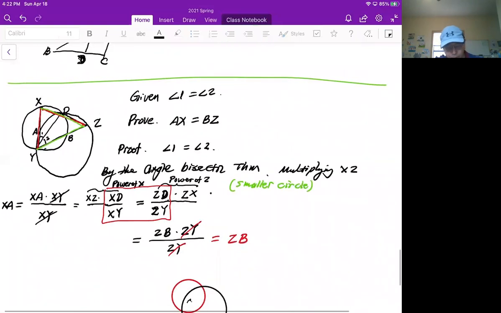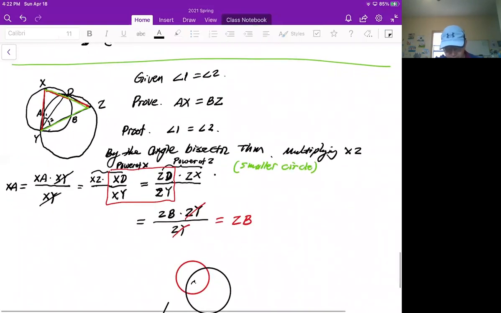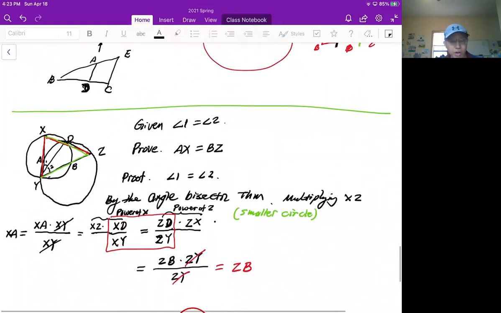And finally, we work on this one. This is a hard one. It's a very hard question. Think of that again. So if I have angle 1 equals angle 2, right? Angle 1 equals angle 2. I want to prove that AX is equal to BZ.